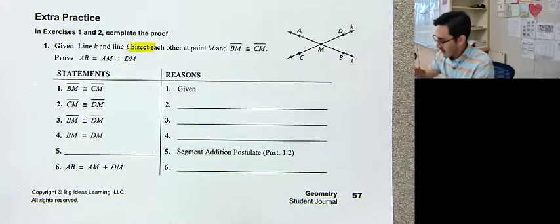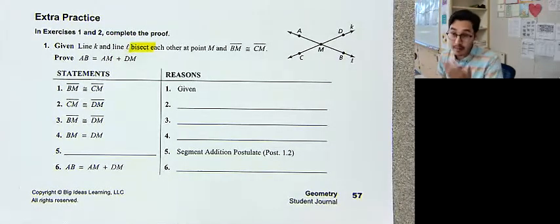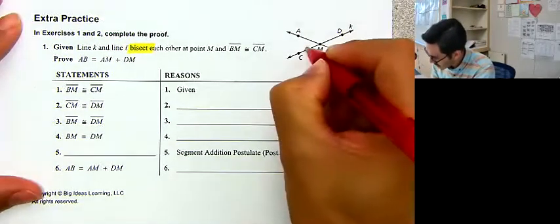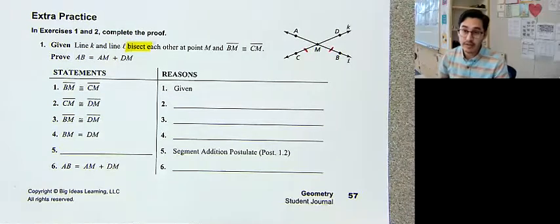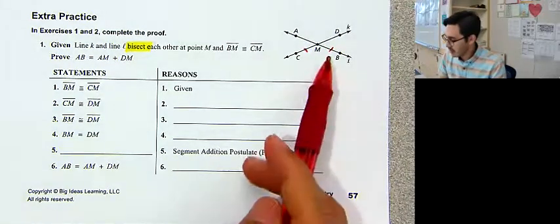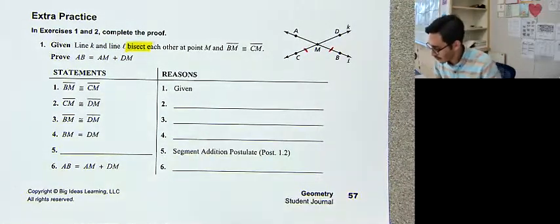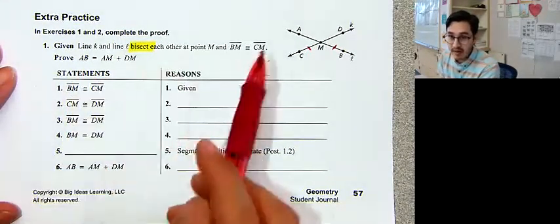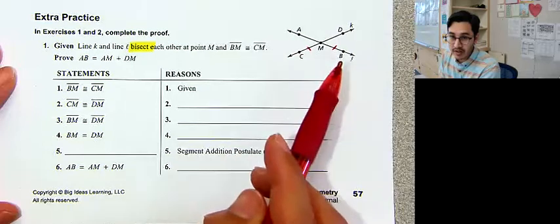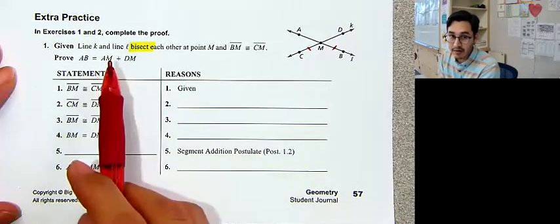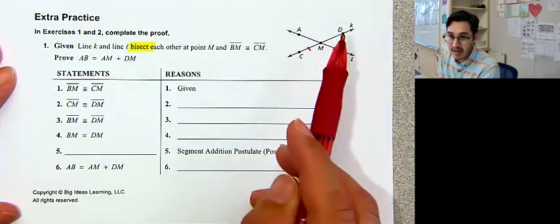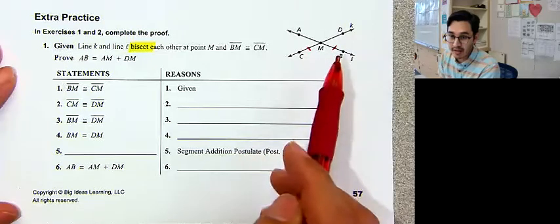Now, because I know that, I'm going to go ahead and mark them in the diagram. Remember, we use a little red tick mark to show that two segments are congruent. So segment BM is congruent to segment CM. Now, what we want to prove is that segment AB, this long segment here, is the sum of segment AM and DM. So this length plus that length is the same as that total length there.